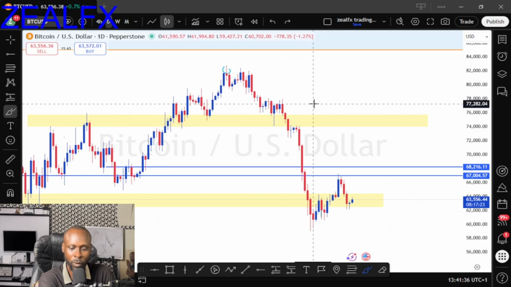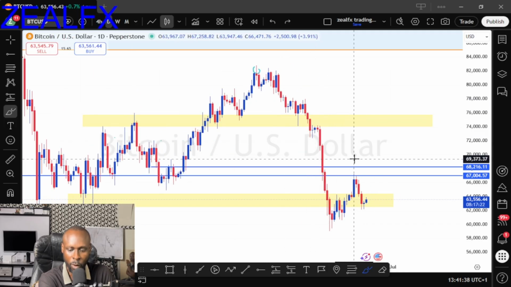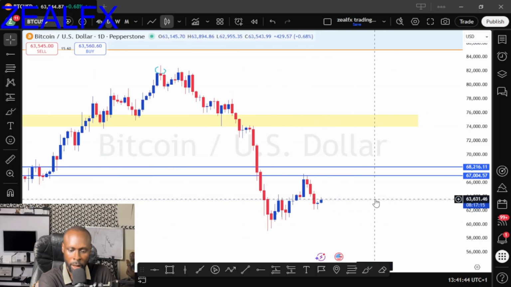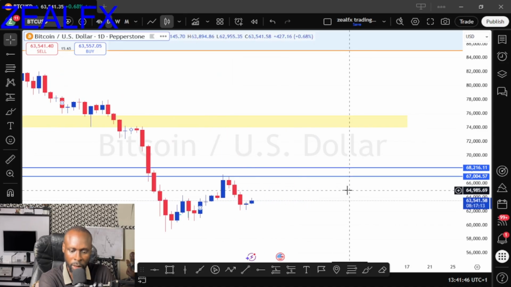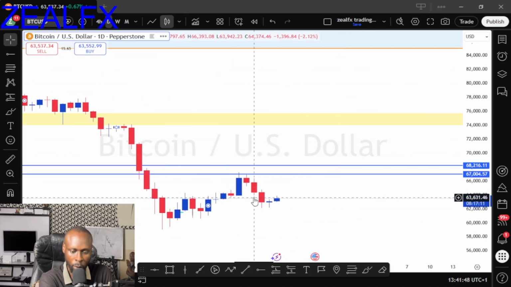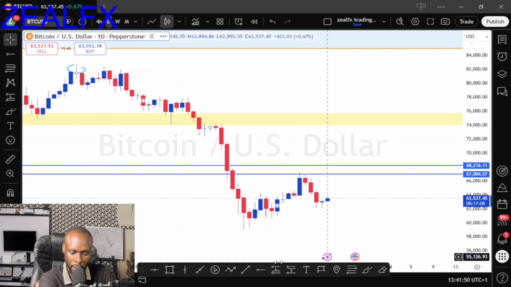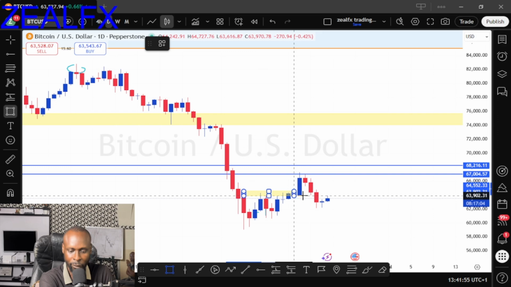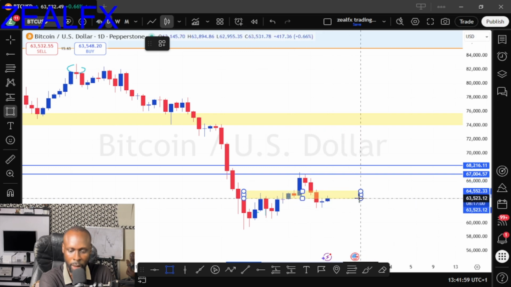We need price to give us a confirmation from our area of interest for us to keep selling the BTC USD. Then we also need a confirmation from the higher time frame for us to sell the BTC USD. Then we also need our lower time frame to give us good structure for us to also sell the BTC USD.